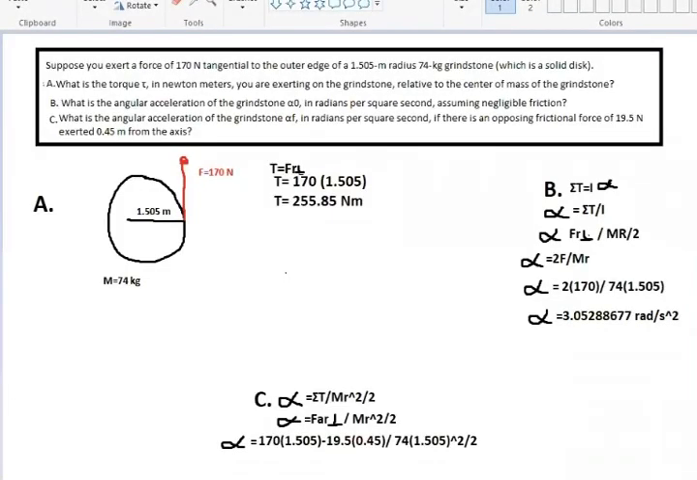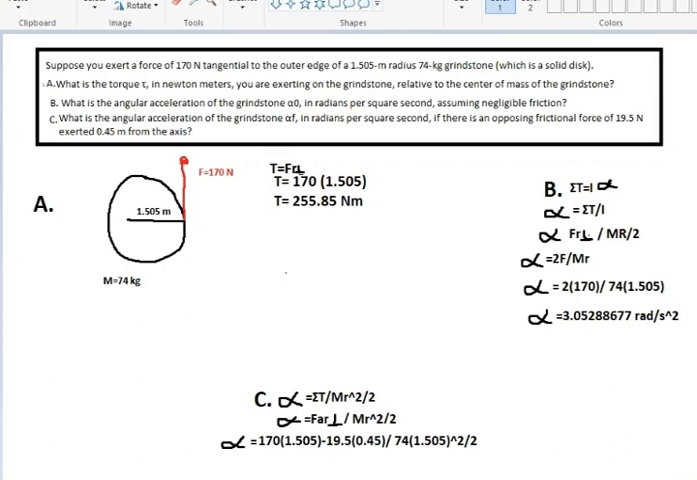Hi, I had example 3 from the torque problem set from Expert TA. It starts off by saying, suppose you exert a force of 170 tangential to the outer edge of a 1.505 meter radius, 74 kilogram grindstone, which is a solid disc. A says, what is the torque in Newton meters you are exerting on the grindstone relative to the center of mass of the grindstone? So first I started off by drawing out the solid disc.